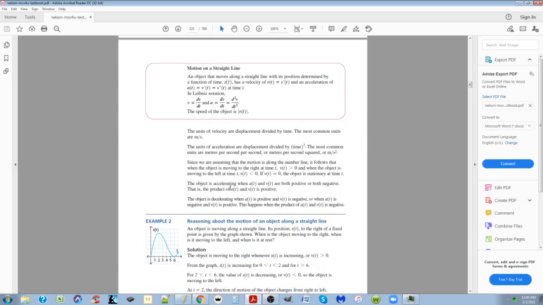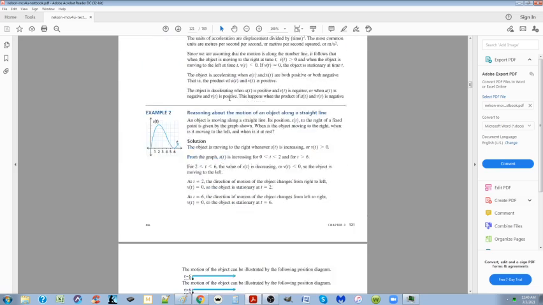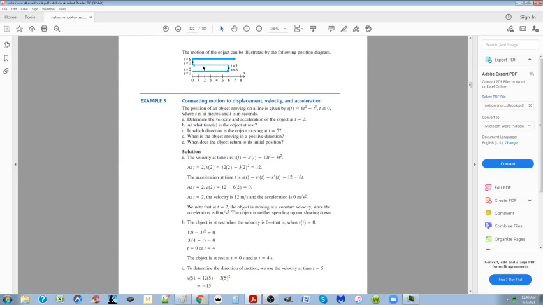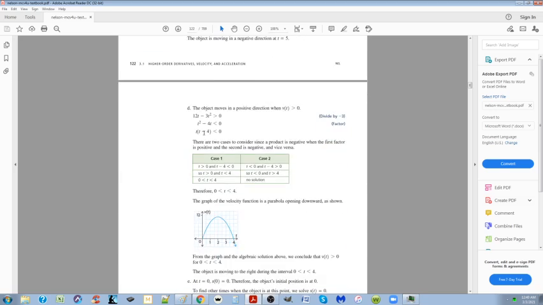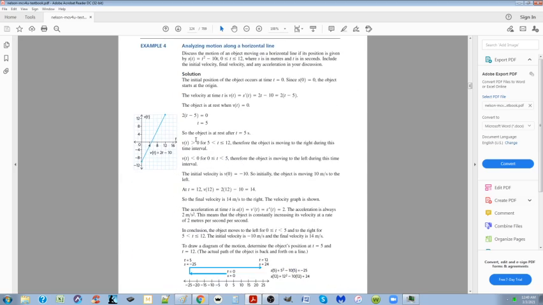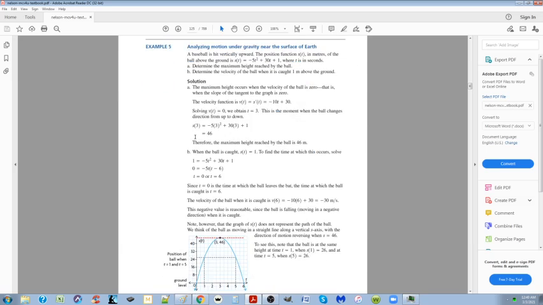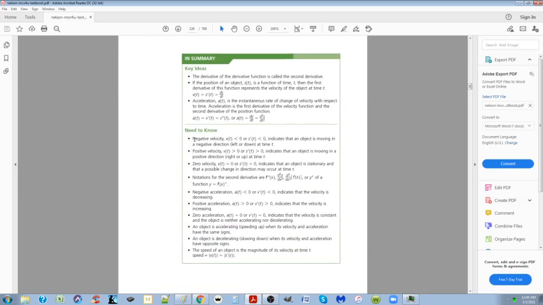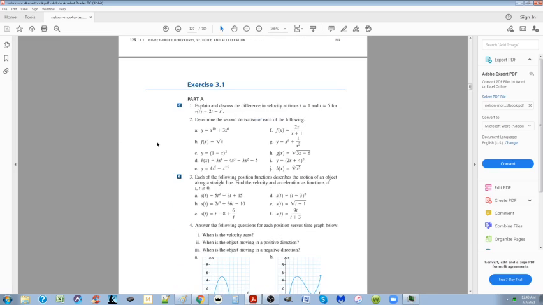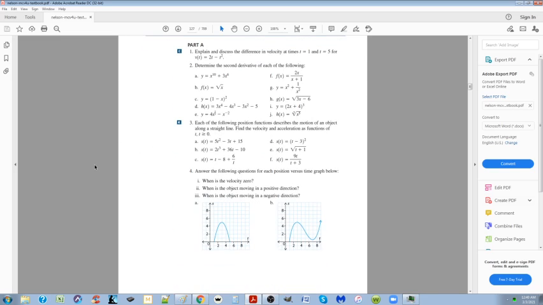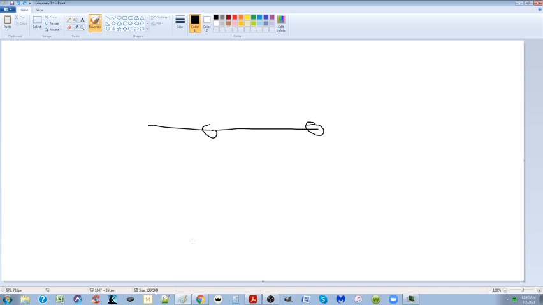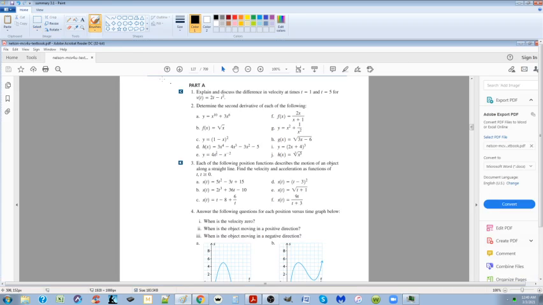Then they just explain that the derivative, second derivative, is acceleration. They try to get you out of the notion of how something moves. And they just discuss analyzing motion and what it means. So my biggest recommendation for you is recognize your graph, first and foremost. Okay? Explain the difference of velocity in times of t1 and t5 for this.